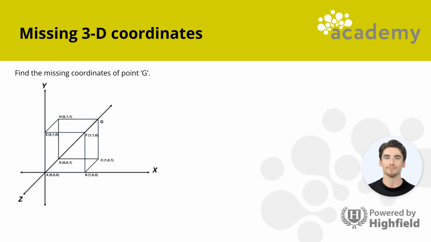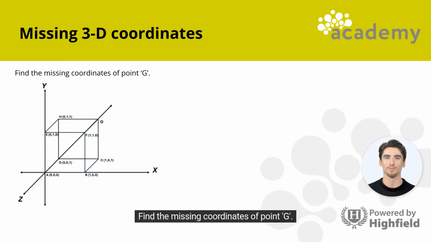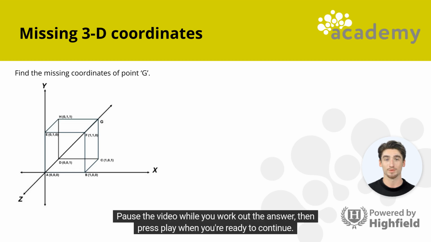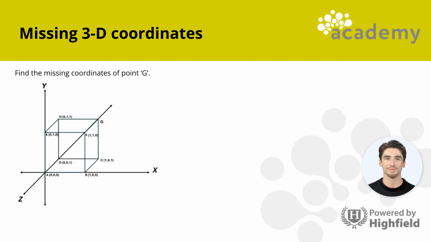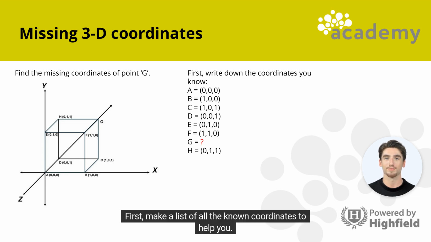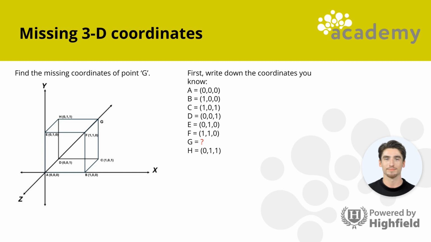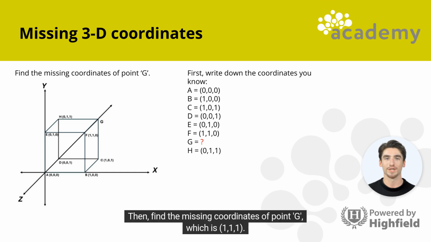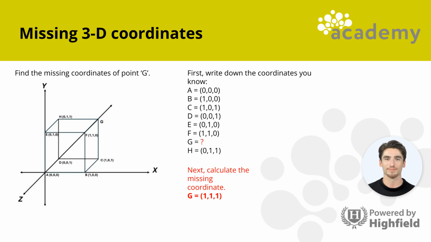Now it's your turn. Find the missing coordinates of point G. Pause the video while you work out the answer, then press play when you're ready to continue. Let's check your answer. First, make a list of all the known coordinates to help you. Then, find the missing coordinates of point G, which is 5, 5, 5.